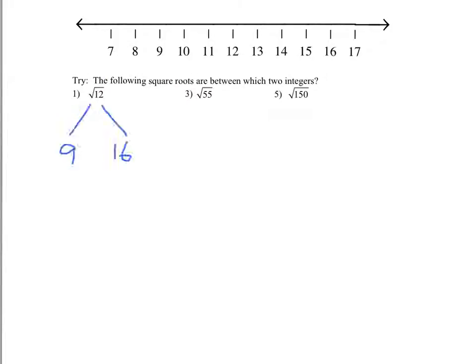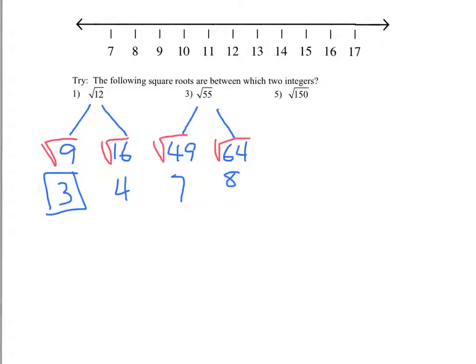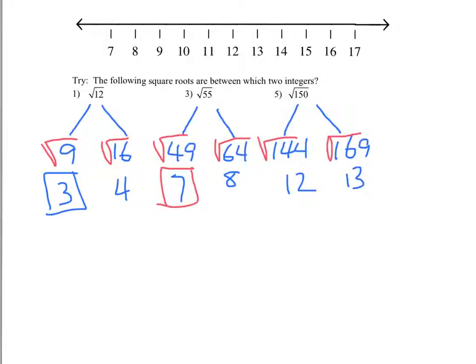Let's try some out. First, split 12 into the nearest perfect squares, which are 9 and 16. Then square root these numbers. Then select the one that is closest to 12. The answer is 3. Now you try the others and turn your video off and check. The square root of 55 is between the perfect squares of 49 and 64. Square rooting them, we get 7 and 8, and we see that 7 is closer. The square root of 150 is between the perfect squares of 12 times 12, or 144, and 13 times 13, which is 169. When we square root these numbers, we get 12 and 13, and the 12 is closer, or 144 is closer to 150.